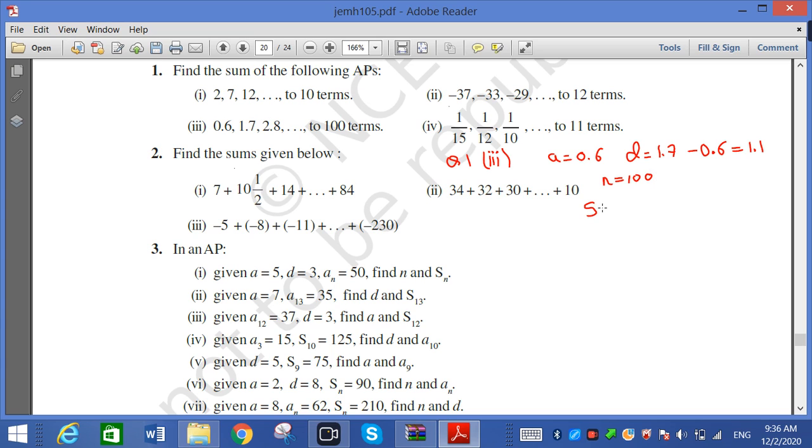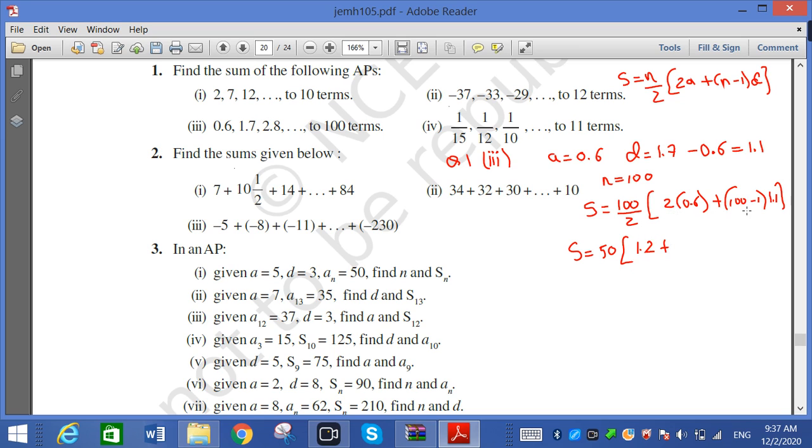Now by applying the formula, S is equal to n by 2, 2a plus n minus 1 into d. So S is equal to 100 by 2, 2 into a, plus n minus 1, that is 100 minus 1, into 1.1. So S is equal to 50 into 1.2 plus.